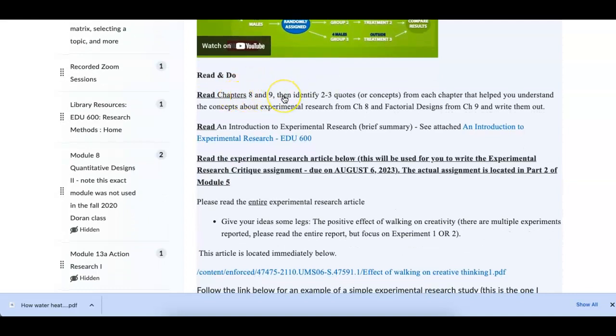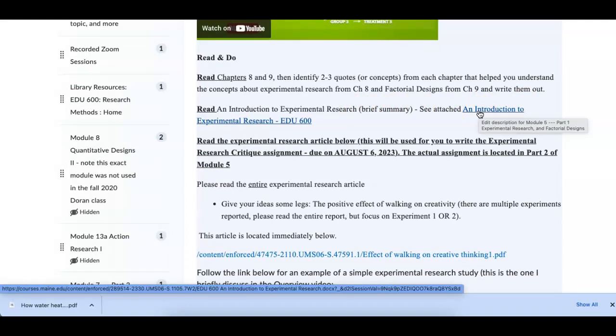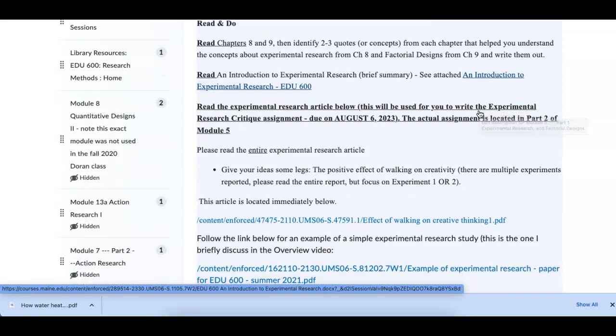Read chapters 8 and 9, then identify two to three quotes or concepts from each chapter that help you understand the concepts about experimental research. And I say write them out, and I'll get to that. Read, there's a brief here, which is another way of understanding experimental research.